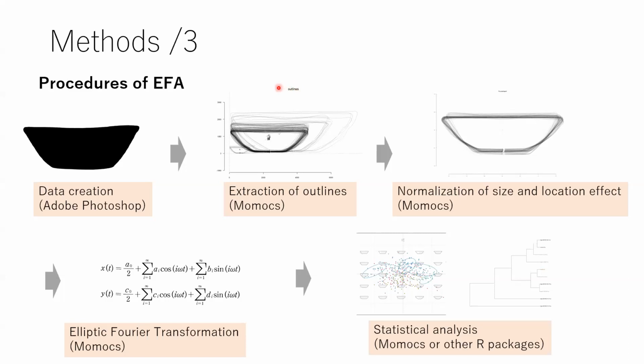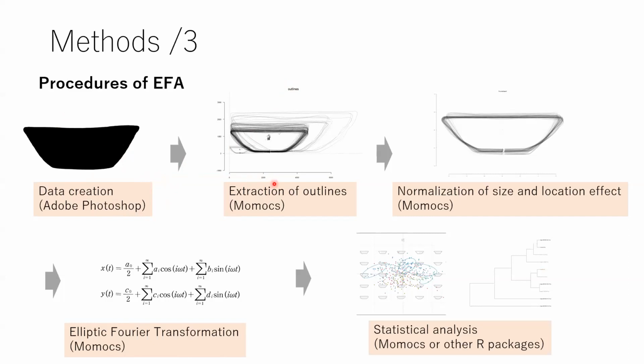First, illustrations of pottery cross-sections were collected from published archaeological reports. All images were processed into black shapes on a white background. After this, outlines are extracted from the monochrome images as XY coordinates.